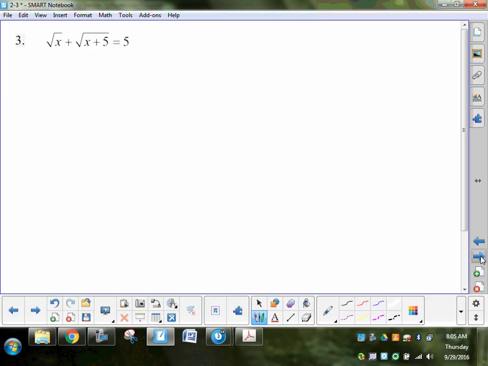First thing I'm going to do is pick the radical that's the more complicated one and get that alone. So looking at what I have now, this radical here is the more complicated of the two. So what I'm going to try to do is get that alone. I'm going to go through and subtract root x from both sides.